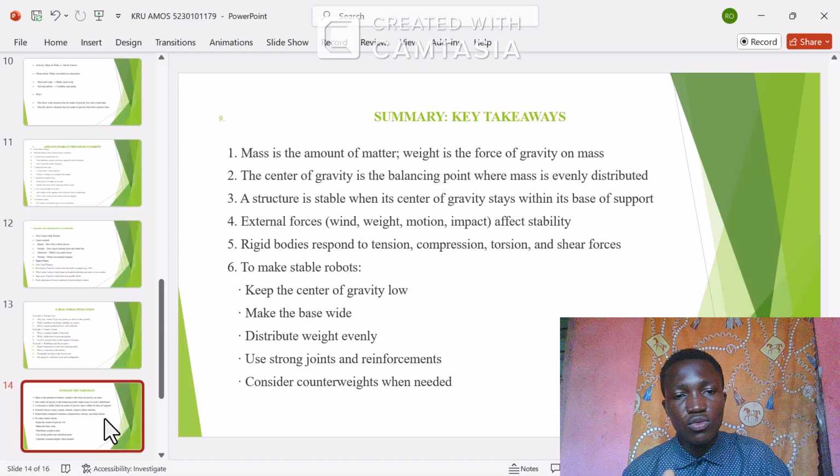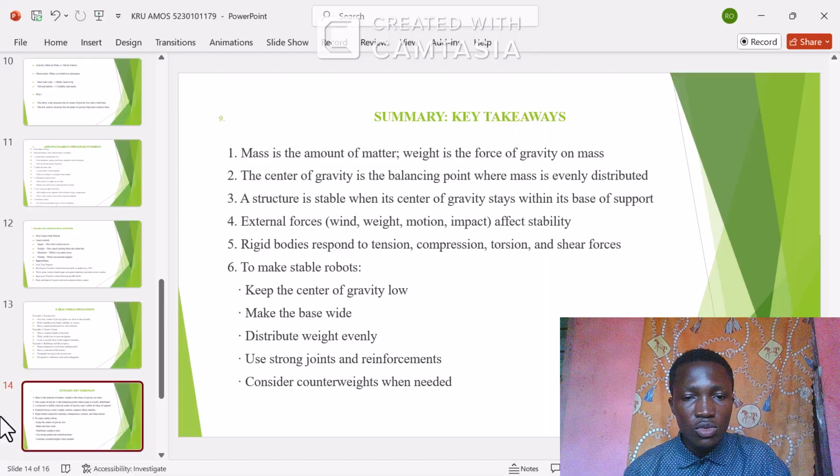To make a stable robot, keep the center of gravity low, make the base wide, distribute weight evenly, use strong joints and reinforcement, and consider counterweight when needed.